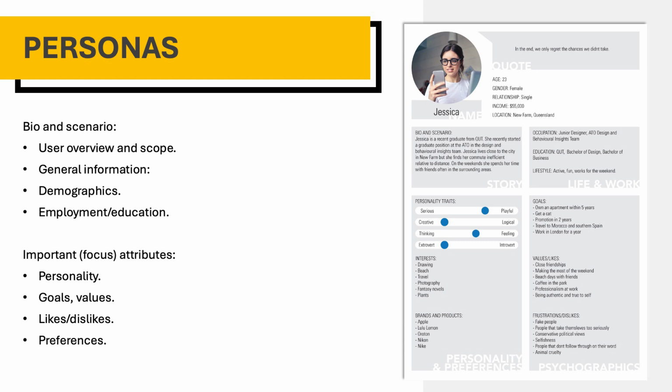A short bio and a scenario explains who the user is and what the scope of the problem is. General information, such as demographics, vocation, education, and lifestyle, provide some specifics about different spheres of life. Attributes can detail a number of factors important to the problem being addressed, such as personality, preferences towards different brands and products, interests, hobbies, types of traits that they have, and psychographics, which describe values, goals, needs, likes and dislikes, and so on. A persona doesn't need to include all possible categories. It is best to focus on information relevant to the problem and the area that you're designing for.